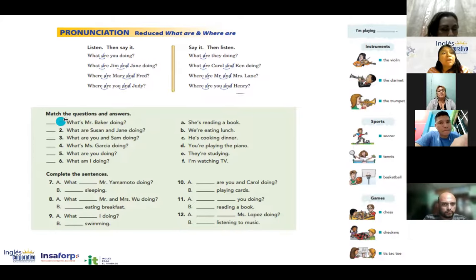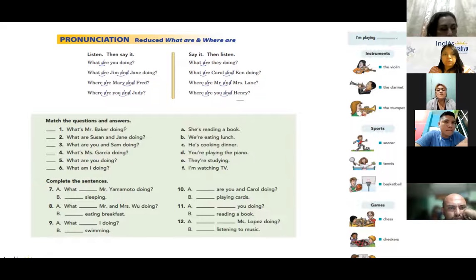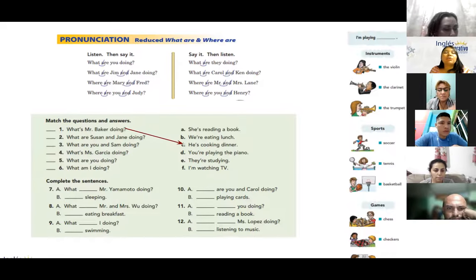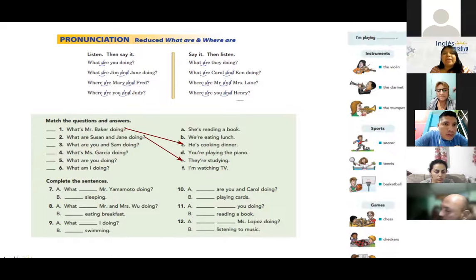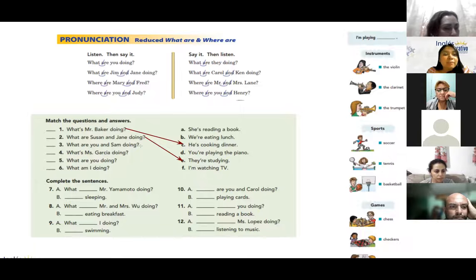Okay. So now let's go ahead and move to match the questions and answers. Number one. Which is the answer? What's Mr. Baker doing? ¿Cuál es la respuesta para esa pregunta de acá? He's cooking dinner, letter C. Excellent. Number two, what are Susan and Jane doing? They are studying. Excellent. Number three, what are you and Sam doing? We are eating lunch. Excellent. What's Miss Garcia doing? She's reading a book.